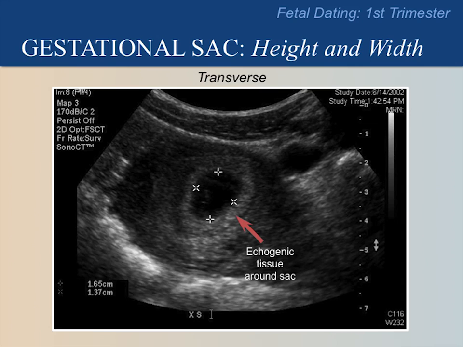Be sure to measure only the fluid, not the echogenic tissue. If you include the echogenic tissue, the fetal age will be too old. The correct area to measure is shown by the calipers, and the measurements are shown on the lower left. Please note that we will use these numbers for a gestational age calculation in a few slides.